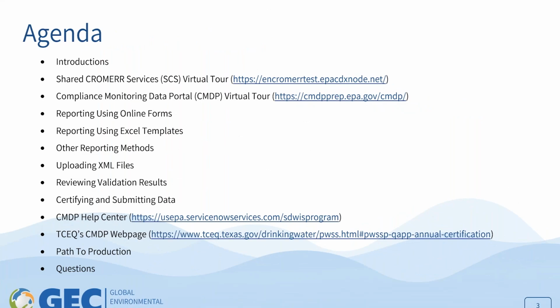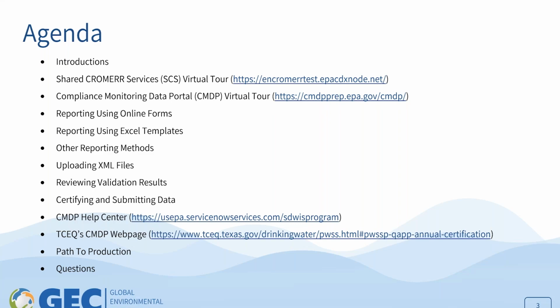So here's our agenda for today. First, Victoria will walk through EPA's Shared CROMERR Services website. SCS is the identity management system for CMDP and other EPA web applications, so that's how you register. Next, we'll give an overview of CMDP itself. Victoria will walk through reporting microbial samples through the CMDP web form. Then I will walk you through reporting microbial samples through the Excel template.